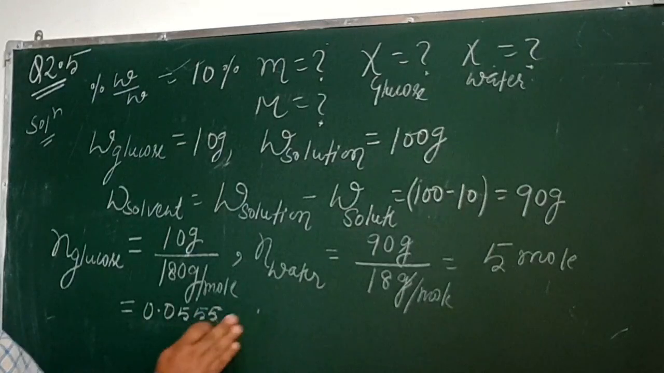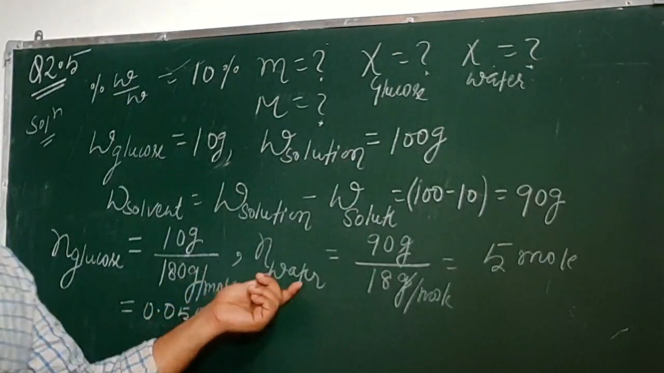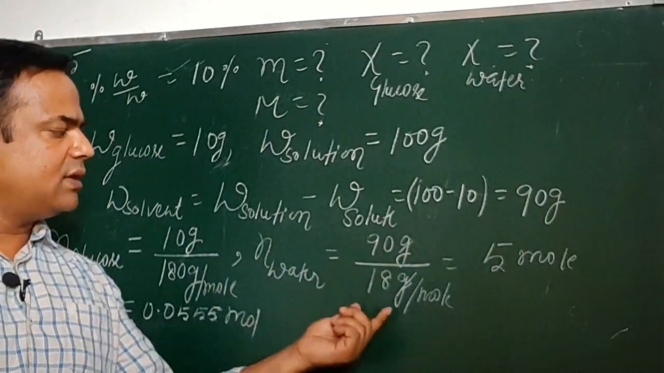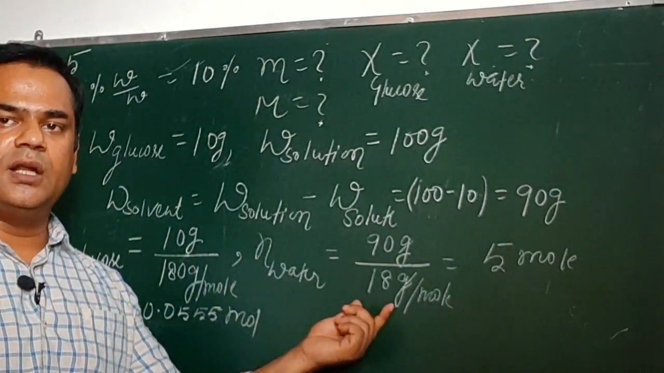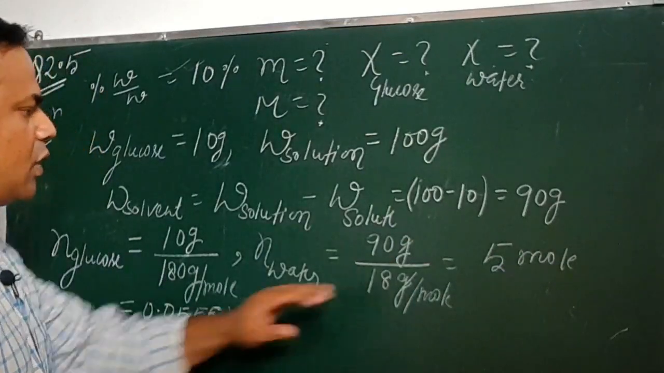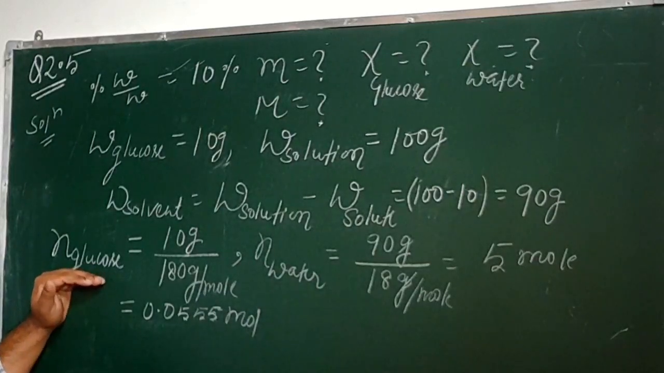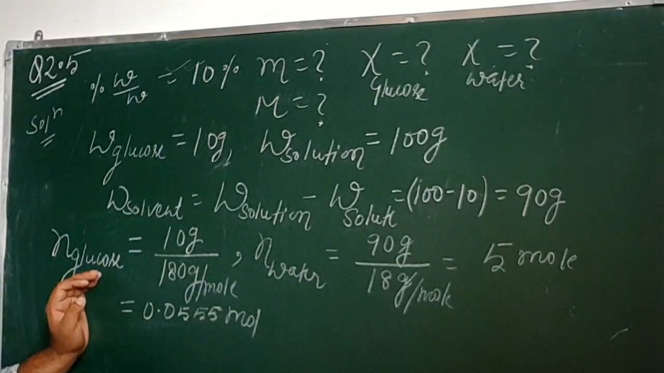0.0555 mole. This is the mole of glucose. And if we calculate the mole of water, given mass is 90 gram and molar mass of water is 18 gram per mole. If we divide, then we'll get 5 mole. Now we have mole of water and mole of glucose. So with the help of these two values, we can calculate rest other values.